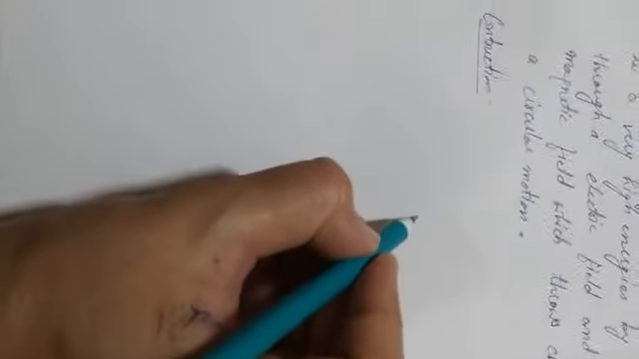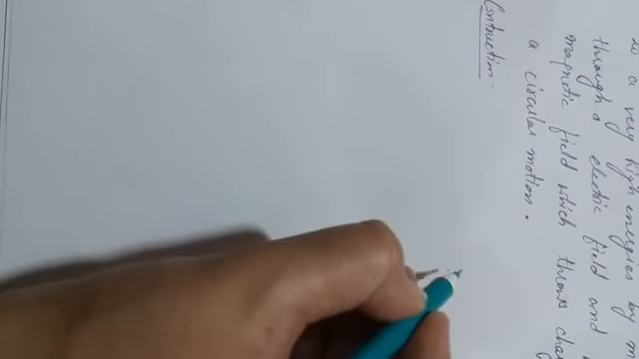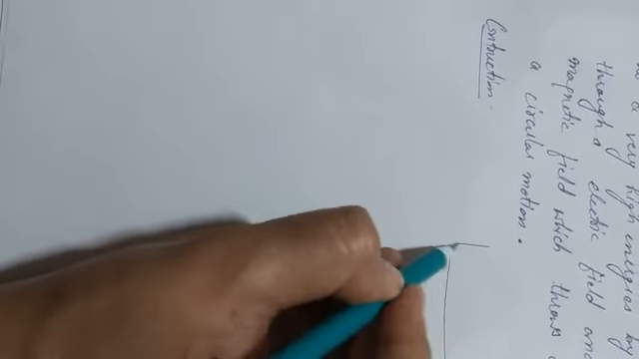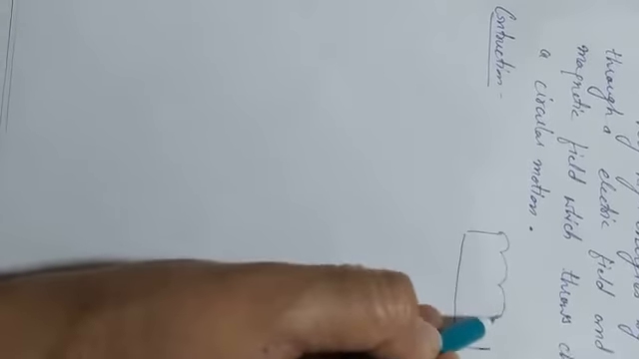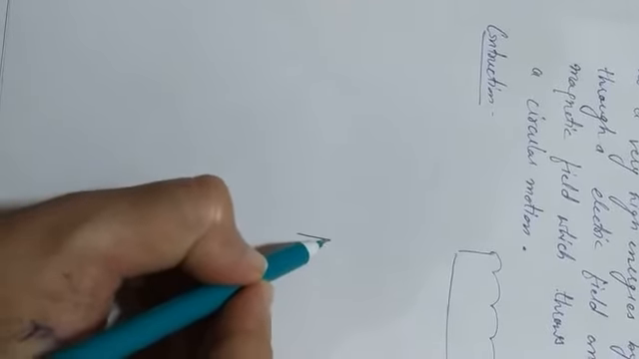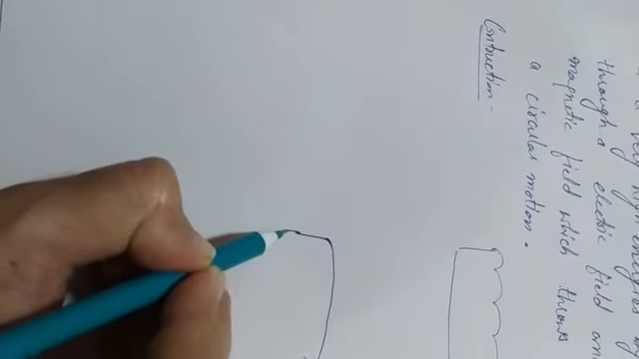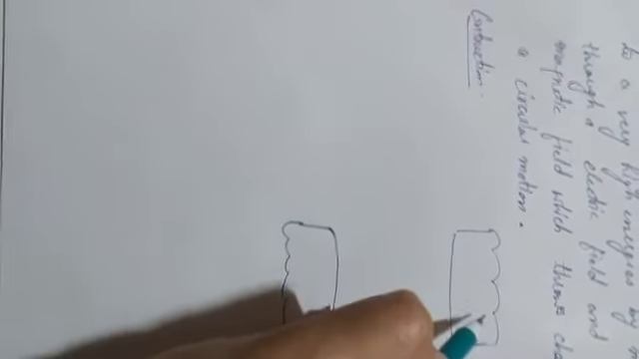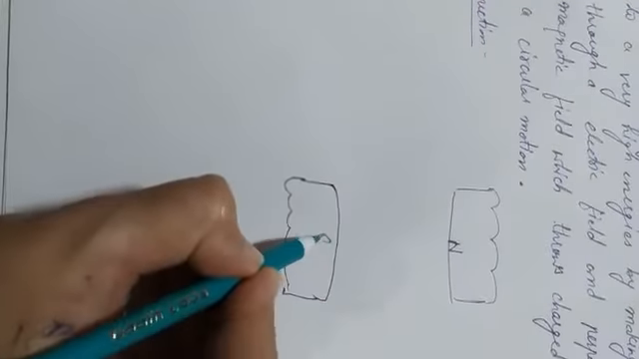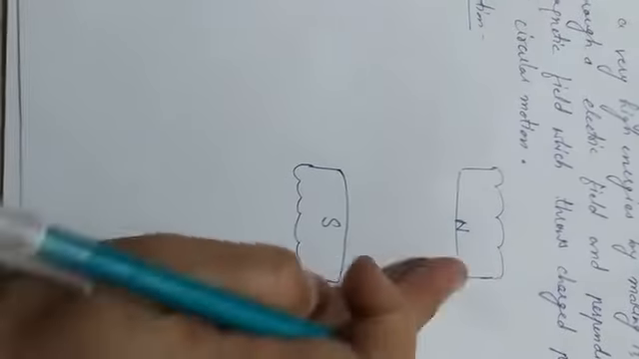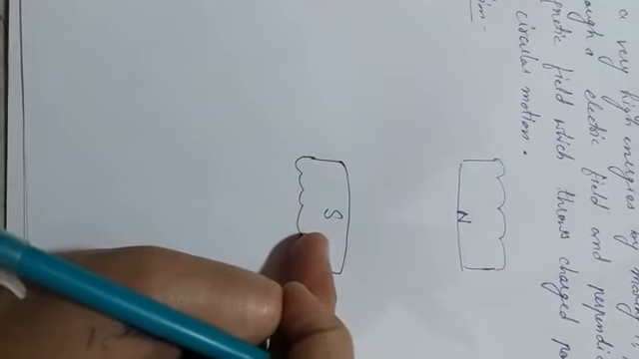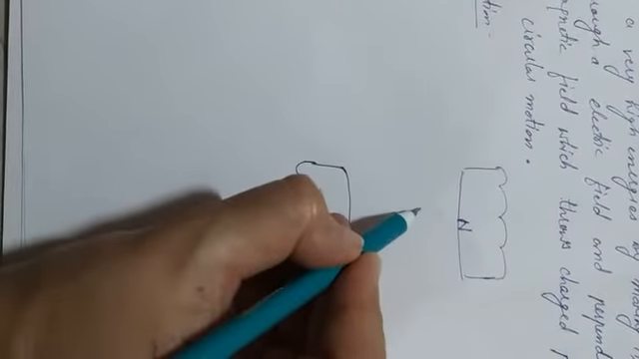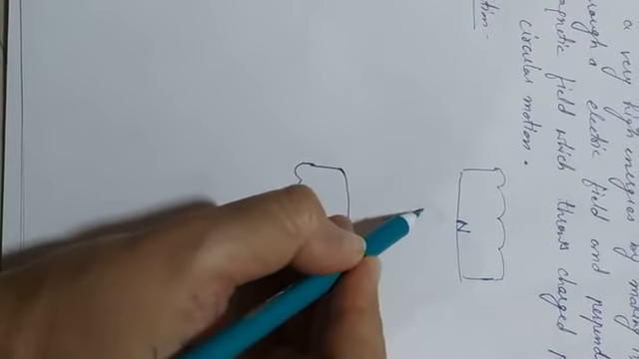In the construction, we provide the magnetic field with one pole here and a second pole there, because you know that a magnet has two types of poles: one is the north pole, the second is the south pole. From these magnets we provide the magnetic field. Inside the magnetic field we will keep a D.